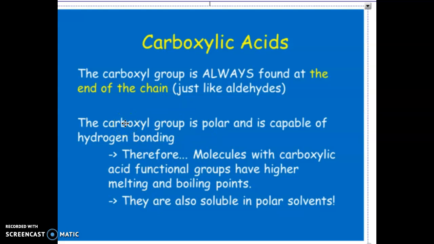So we know that the carboxyl group is polar and has hydrogen bonding. So molecules that have these carboxyl groups are going to have higher melting and boiling points. They're going to be more soluble in polar solvents. They'll have a higher viscosity, right? All those properties that go hand in hand with intermolecular forces, you're going to see that here as well.